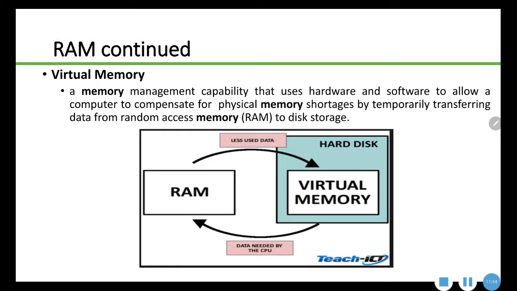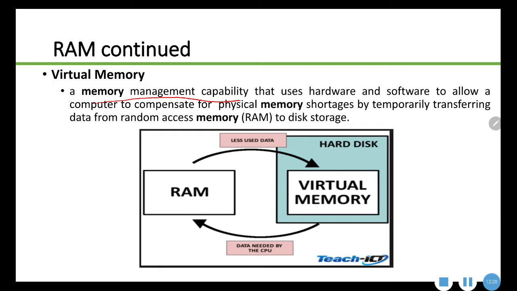Okay, so virtual memory is known as a memory management capability that uses hardware and software to allow a computer to compensate for physical memory shortages by temporarily transferring data from RAM to disk storage. This is RAM, and then this is the hard disk. Within the hard disk, we have virtual memory. So it will, for example, temporarily transfer the data from RAM to disk storage, the hard disk, and then it can be needed by the CPU. So that is virtual.